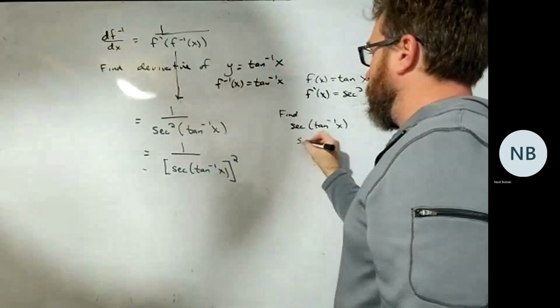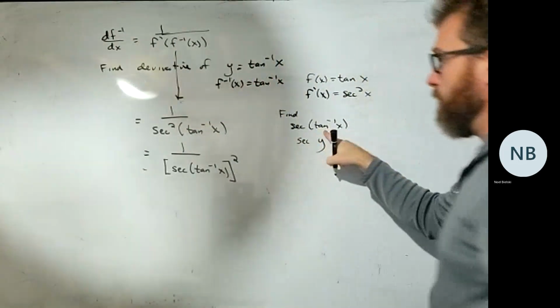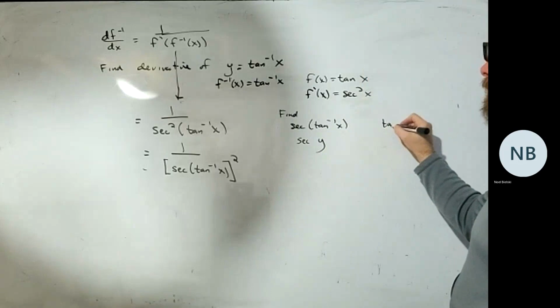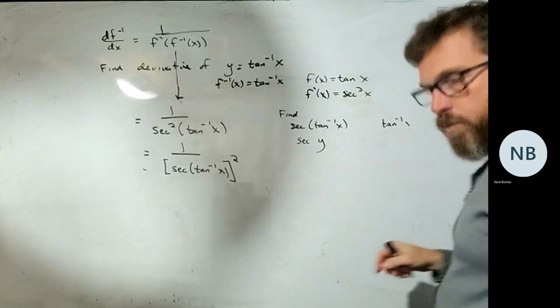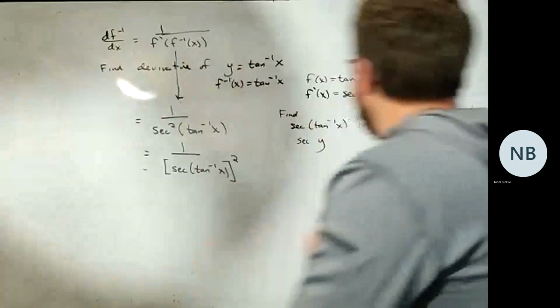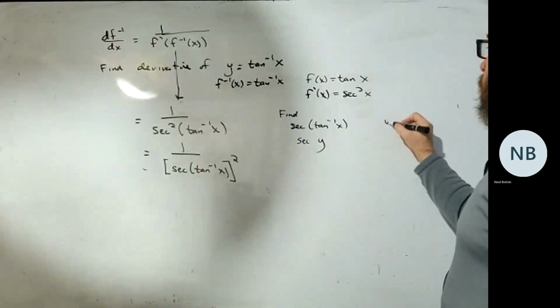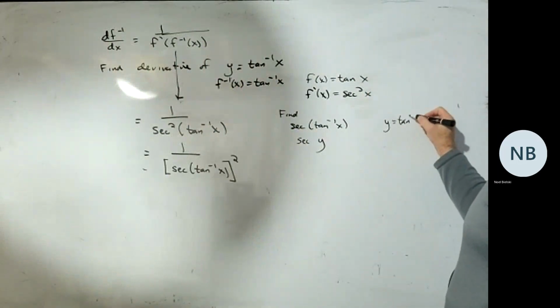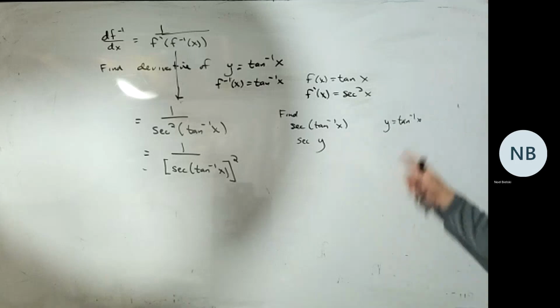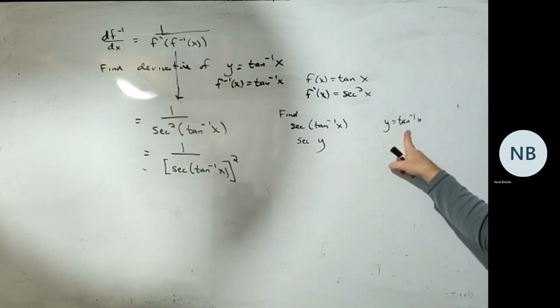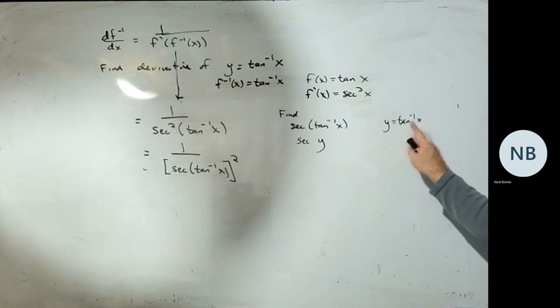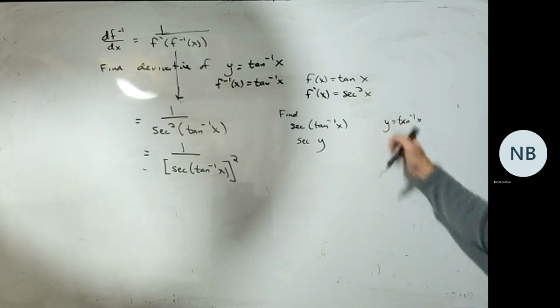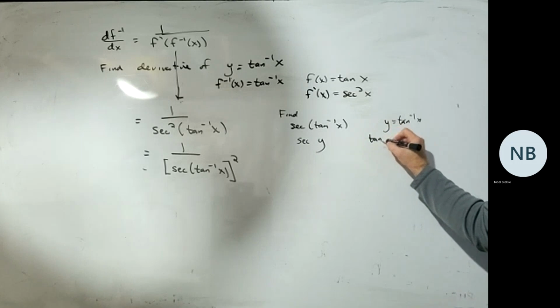What I'm going to do is call this the secant of y. So that means the tangent inverse is equal to y, the same as we had last time. So y is equal to the tangent inverse of x. And I can't turn one trig function into other trig functions in its inverse form, so I have to turn it into its regular trig function form. So I'm going to write this as the tangent of y.